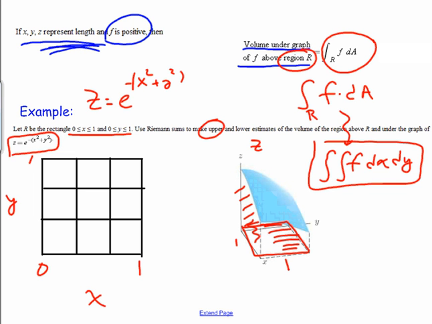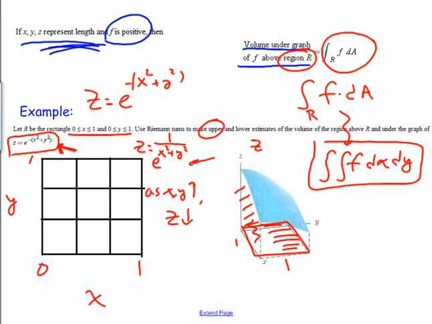In an upper estimate, we need to think about what's going to make my estimate bigger or smaller. If I put x and y values into this equation, the bigger the x and the bigger the y value, the smaller my z value. I could rewrite this function as z equals 1 over e to the x squared plus y squared. So the bigger x and y are, the bigger this is going to be, and the bigger my denominator is, the smaller z is going to be. So as x, y increase, z decreases.